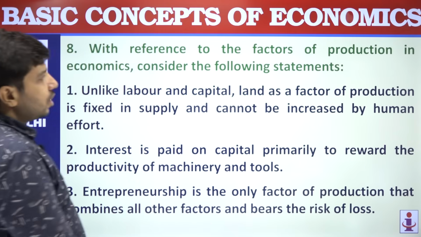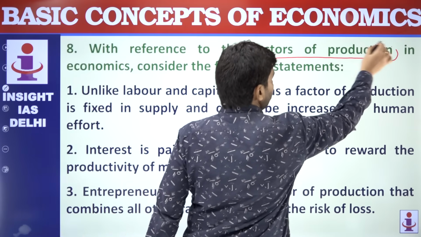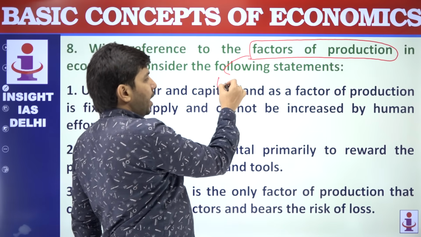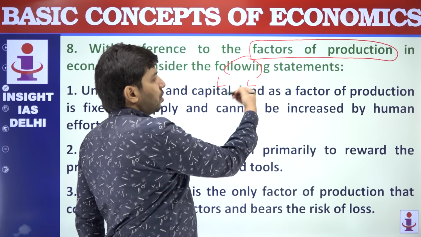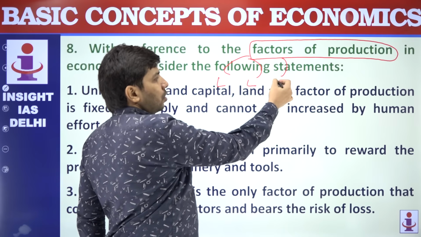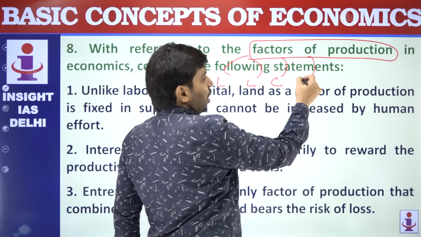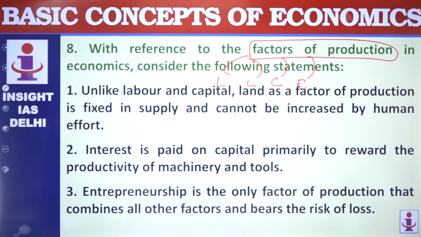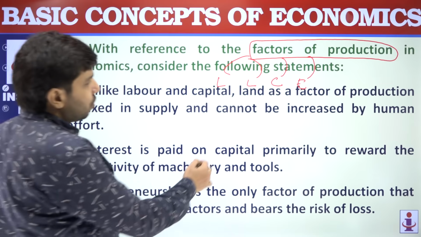Factors of production. The question is regarding factors of production. What are the factors of production? The 4 factors of production are land, labor, capital, and entrepreneurship. Unlike labor and capital, land as a factor of production is fixed in supply and cannot be increased by human effort. Unlike labor and capital, land as a factor of production.